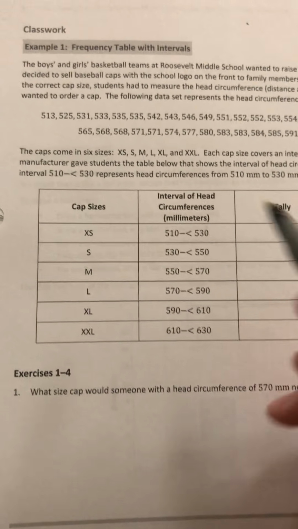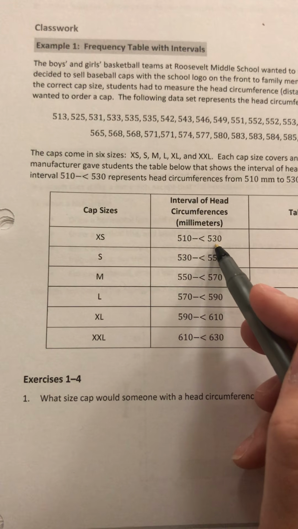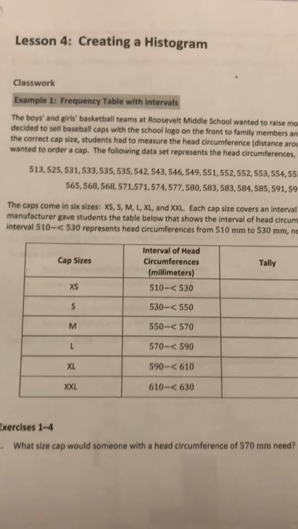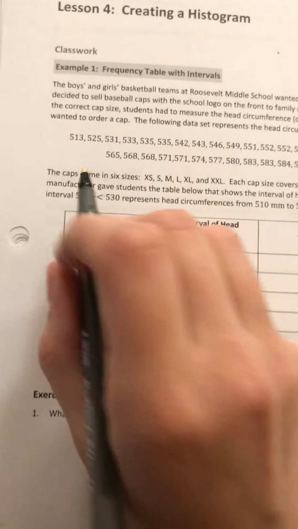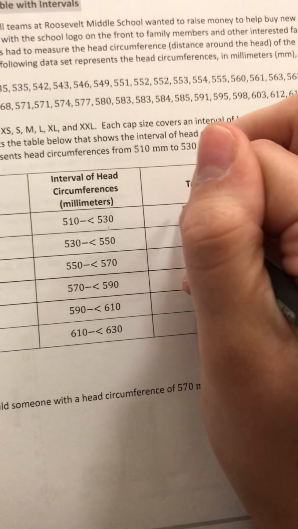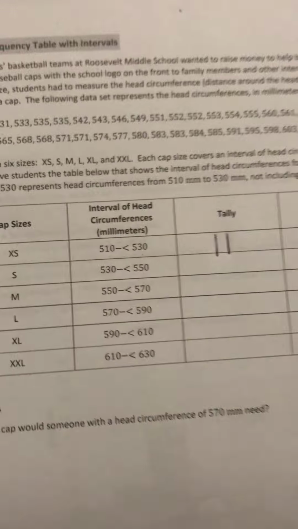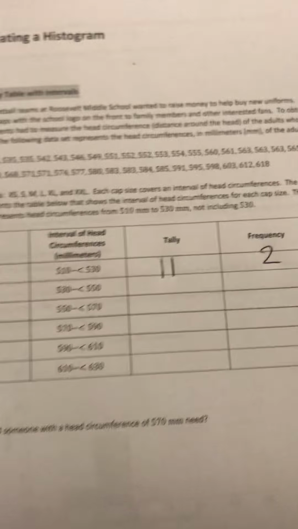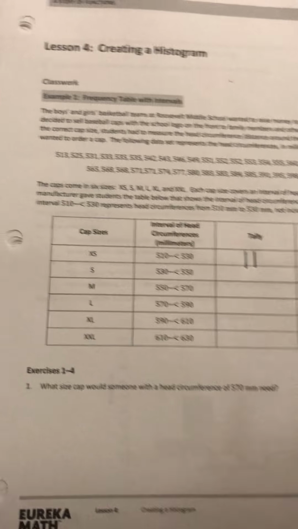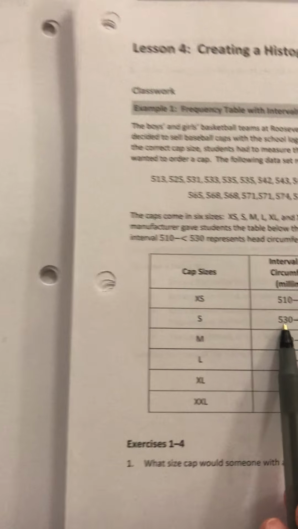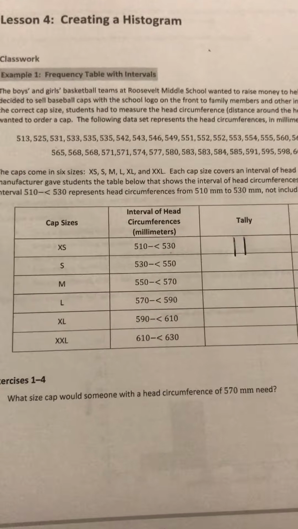Extra small, 510 through 529. So I'm going to look, and luckily this data set has already been ordered for you from least to greatest. They were super nice on this one. So I see 513, 529. So that's 2 tally marks and a frequency of 2. Sorry, that was a little messy because I'm trying to look at it through my phone. 2 for this section.